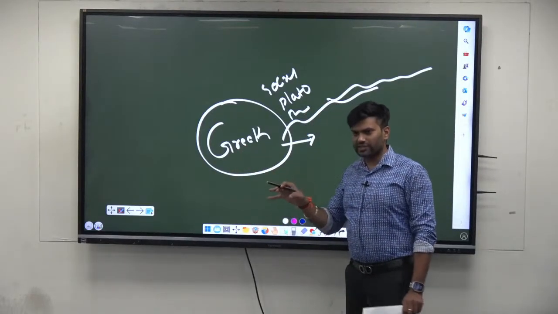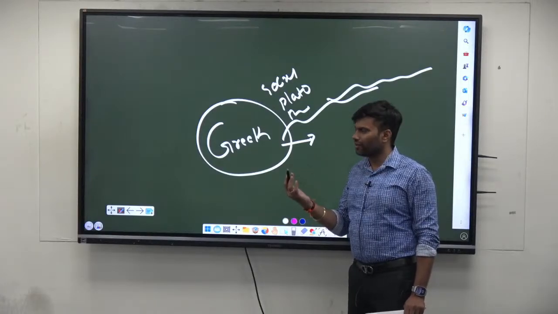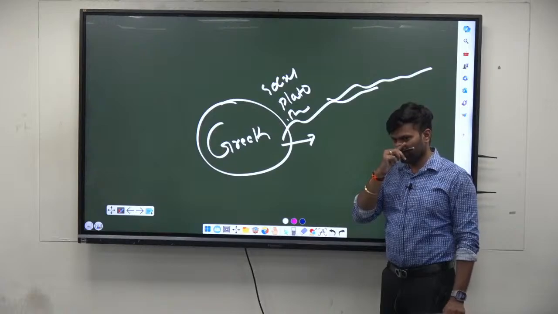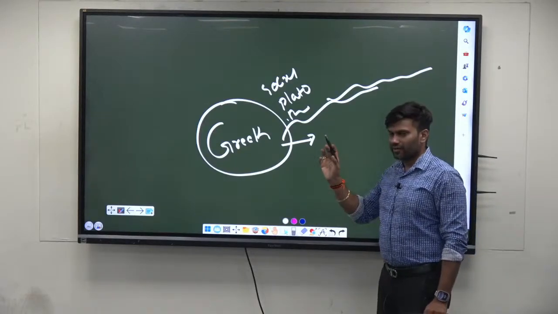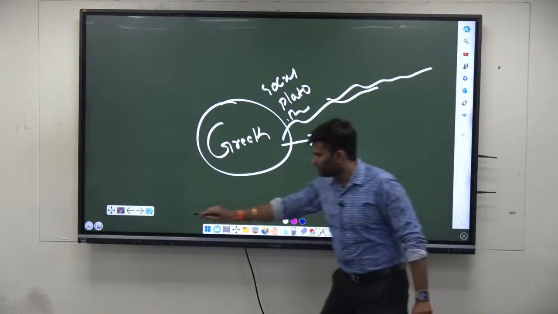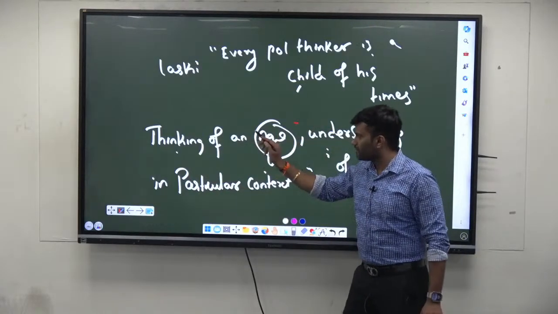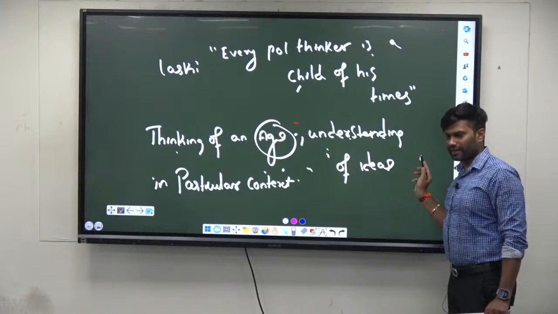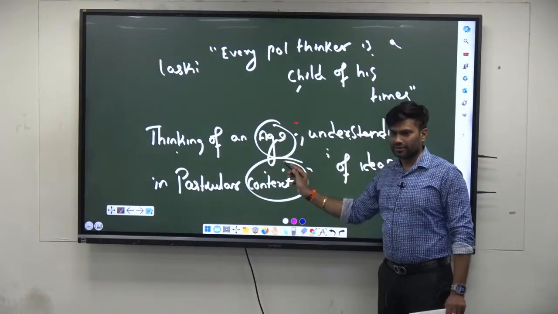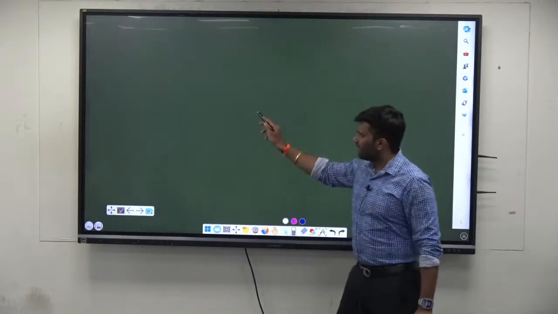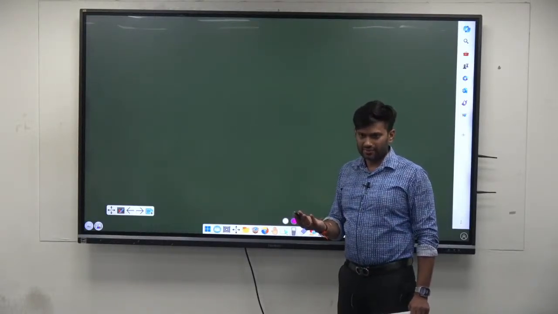So that is why they call the whole of Western political thought footnotes to what Plato and Aristotle have written. When we say Greek political thought, go back to the definition again: the political thinking of an age, the understanding of certain political ideas under a certain context. When we say political ideas, ideas of whom? Individual thinkers: Plato, Aristotle, Socrates.